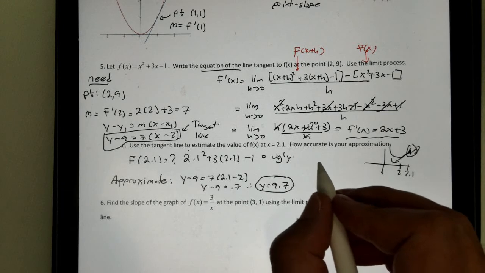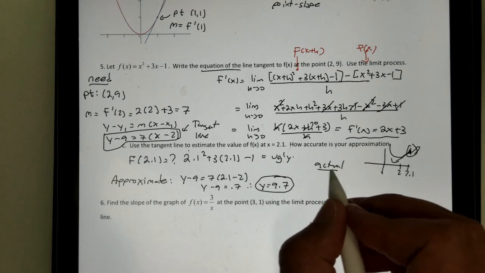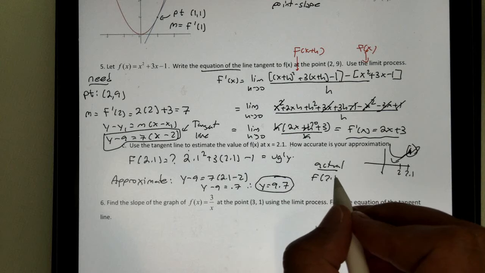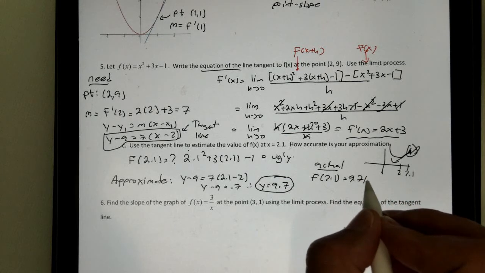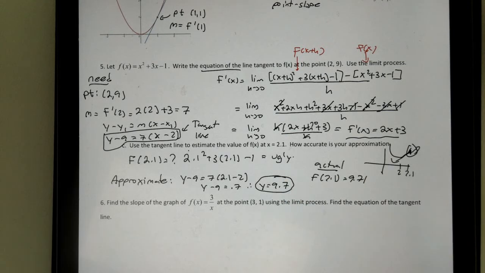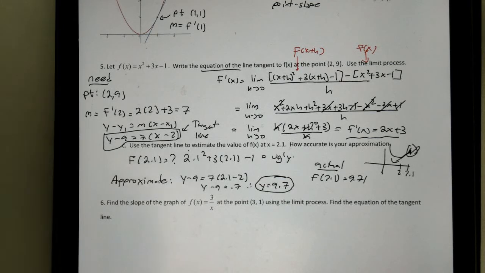The actual value, that was this f of 2.1, was 9.71. So if you notice, tangent lines actually offer a very good way to approximate a value for us.